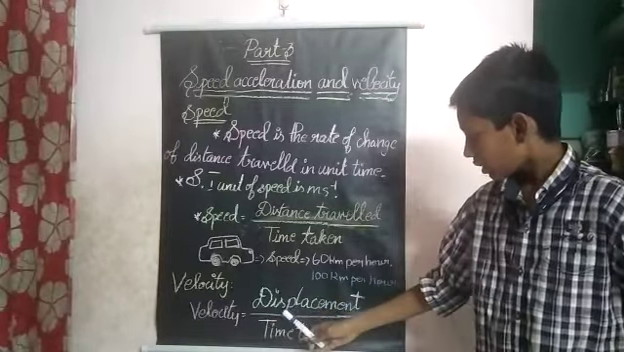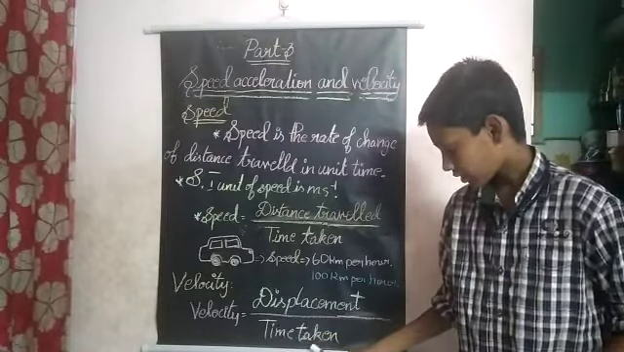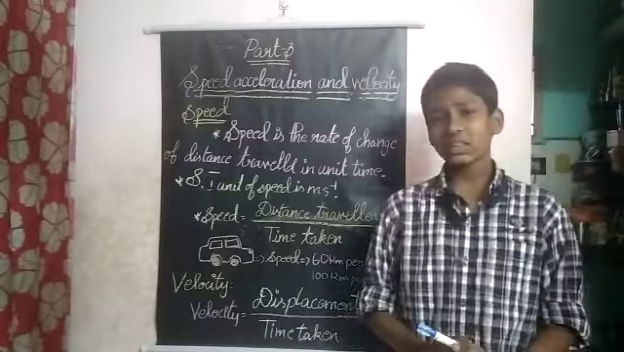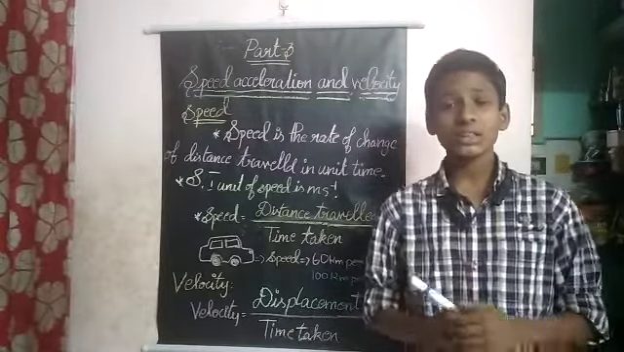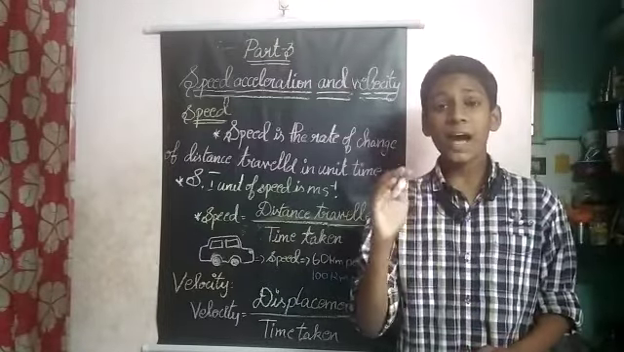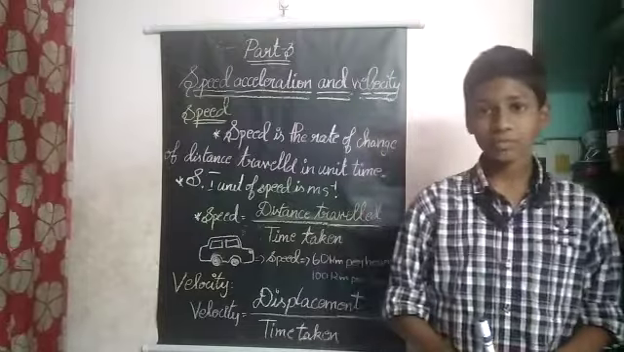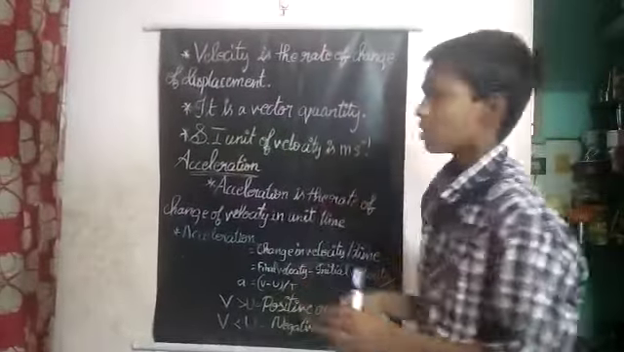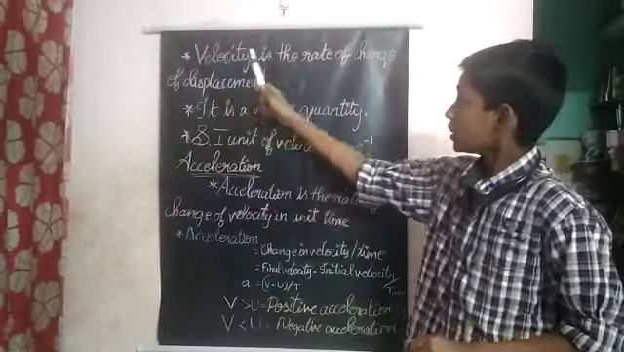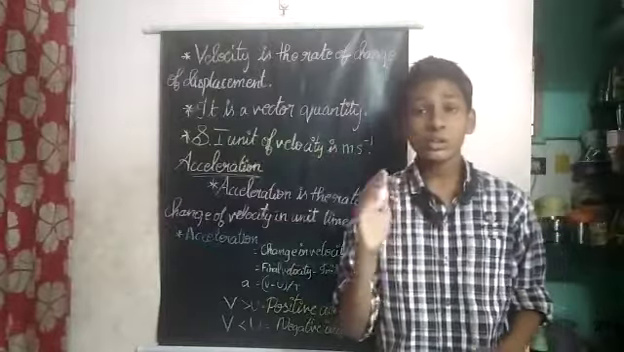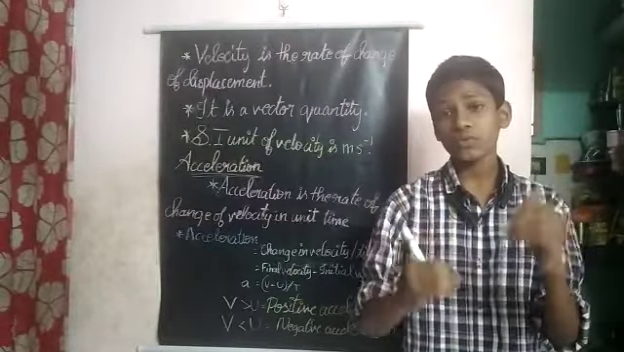Velocity is equal to displacement by time taken. What is displacement? We already saw this displacement in the previous part. Displacement is the actual length between 2 points. Now velocity. Velocity is the rate of change of displacement.